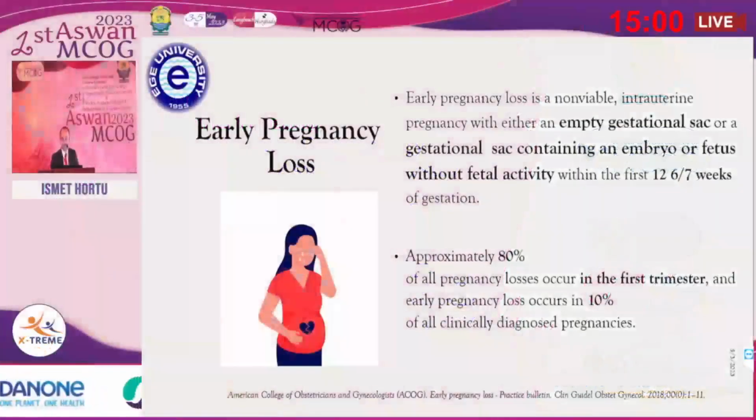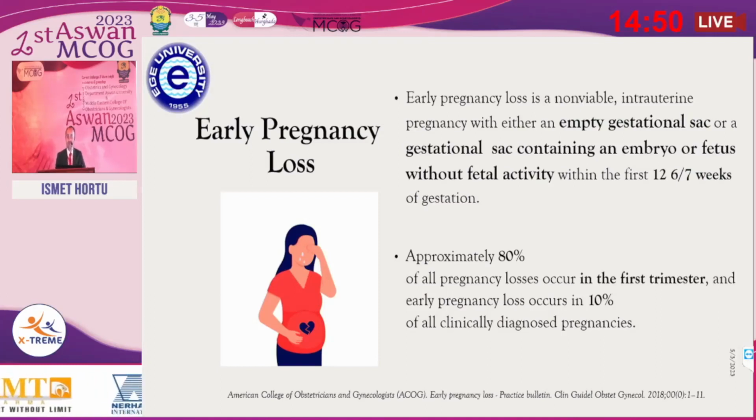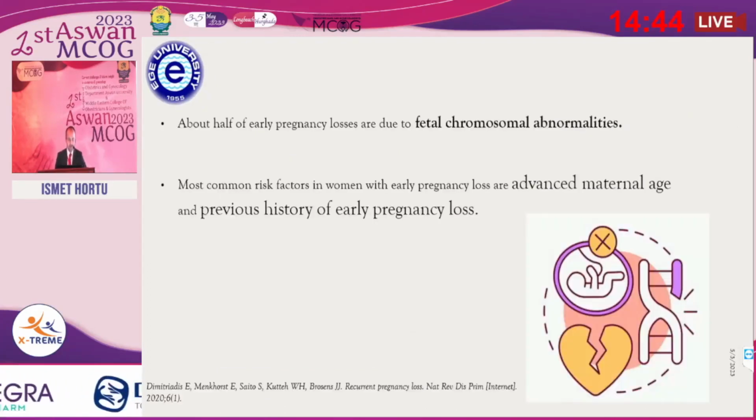Early pregnancy loss is a non-viable intrauterine pregnancy with either an empty gestational sac or a gestational sac containing an embryo or fetus without fetal cardiac activity, as you know. Approximately 80% of all pregnancy losses occur in the first trimester. Early pregnancy loss occurs in 10% of all clinically diagnosed pregnancies. Almost half of the early pregnancy losses are due to fetal chromosomal abnormalities, as you know.